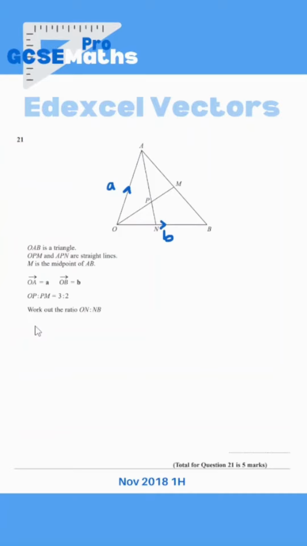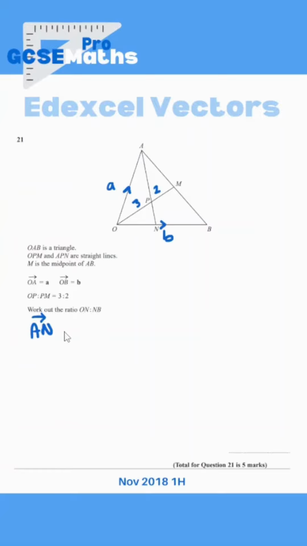We're told that OP to PM is 3 to 2, and we need to work out the ratio ON to NB. So when working out a ratio or a scale of a certain line, we need to find two vectors from the line that crosses through it. Now, I know that the line APN doesn't actually extend, but technically that crosses through or intersects with the line ONB. So I need two vectors from the line APN.